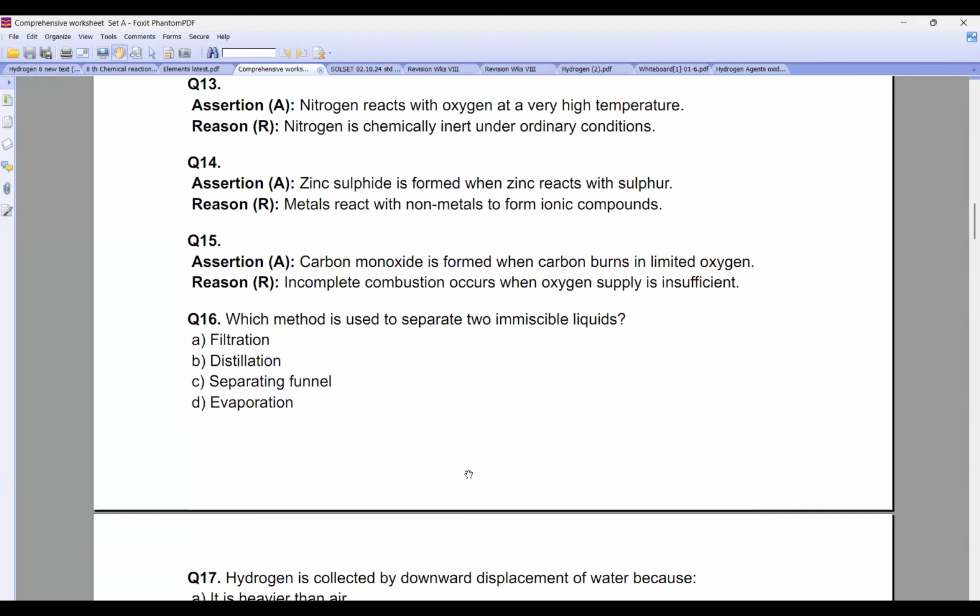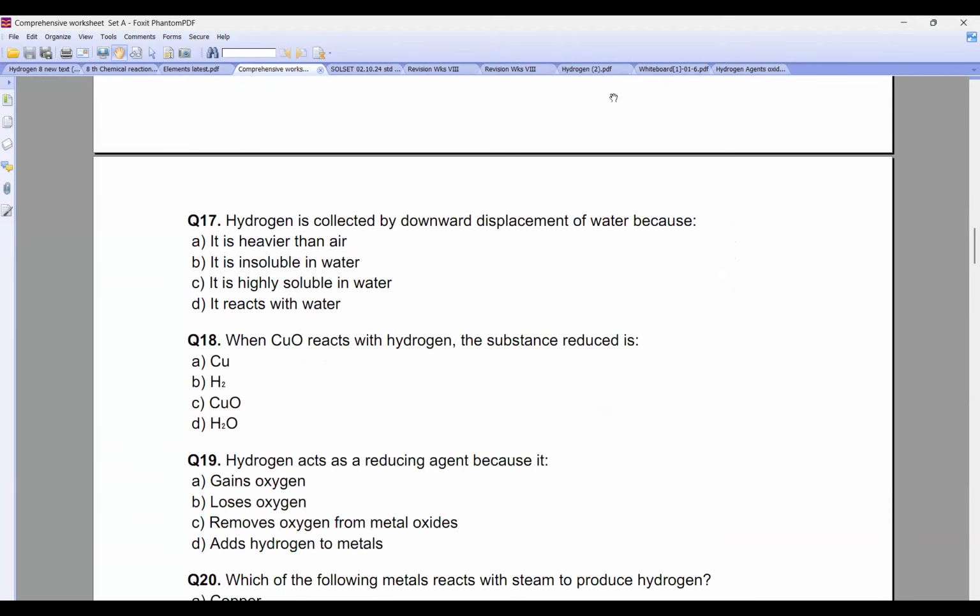Hydrogen is collected by which method? Downward displacement of water, because it is insoluble in water.